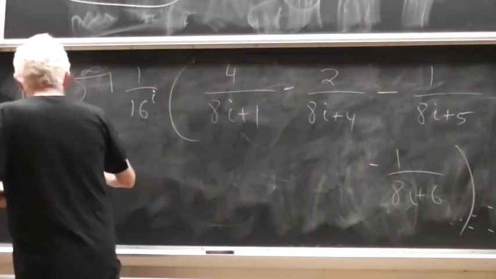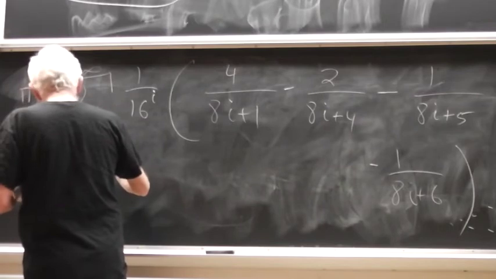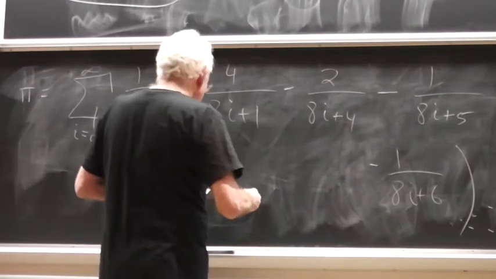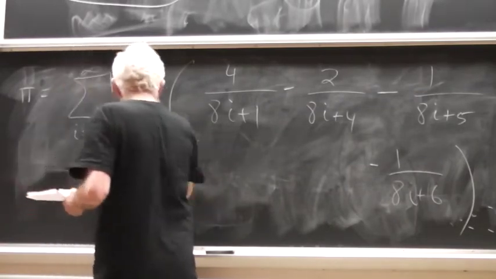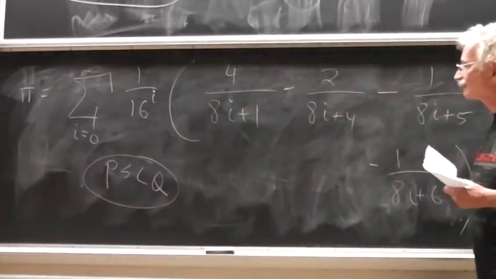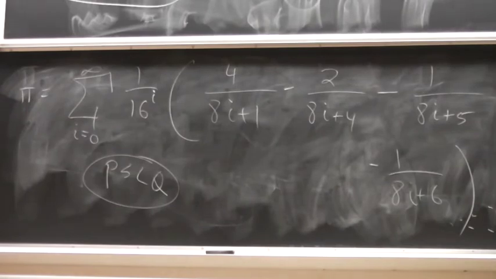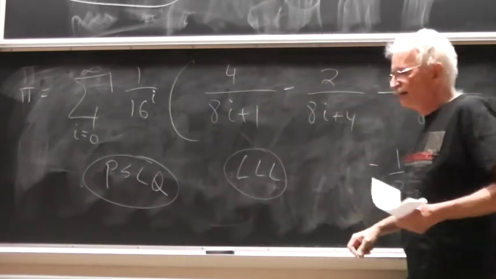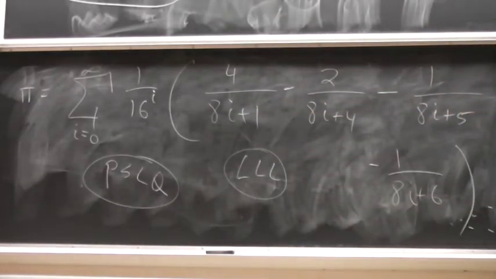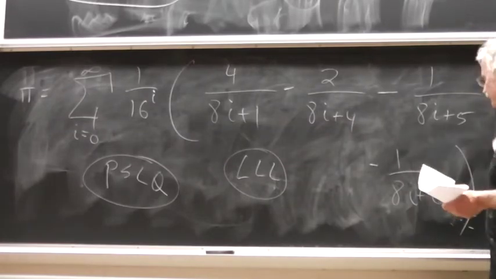Once again, it was discovered empirically using an integer relation algorithm, due to Helaman Ferguson, the sculptor. Another competing approach is the LLL algorithm, Lenstra, Lenstra, Lovász. So you can discover these things empirically.